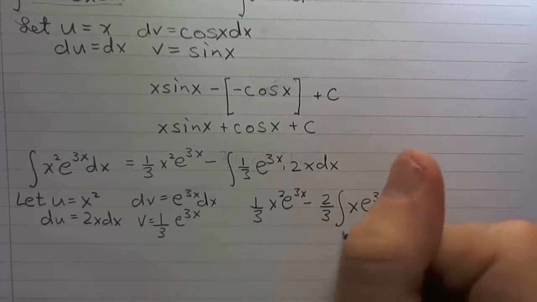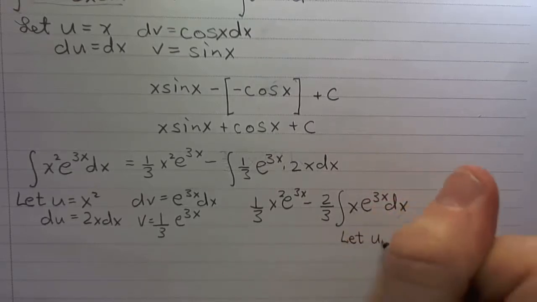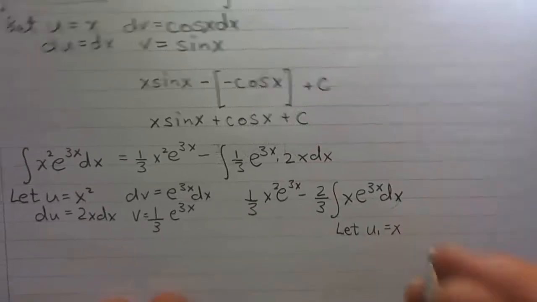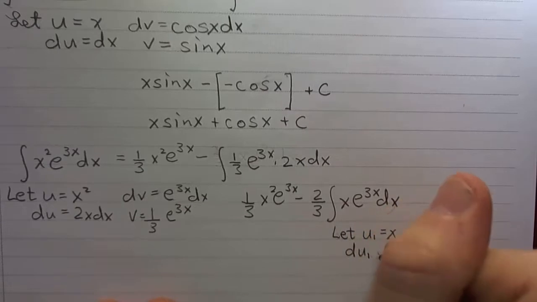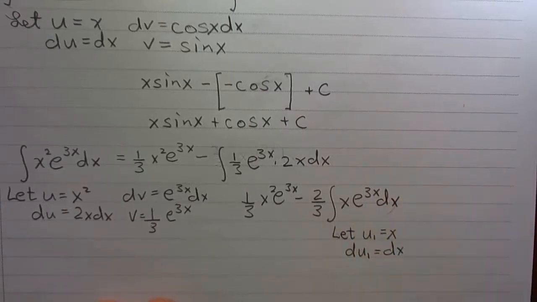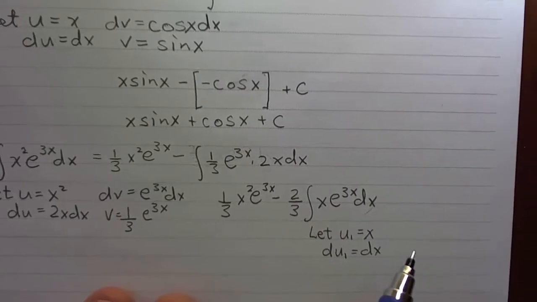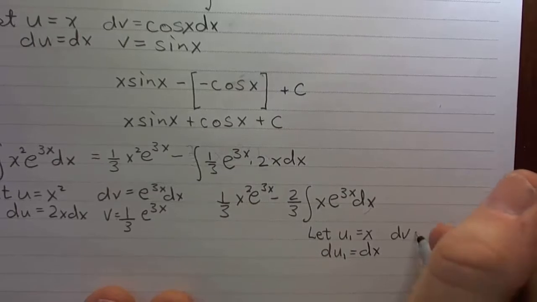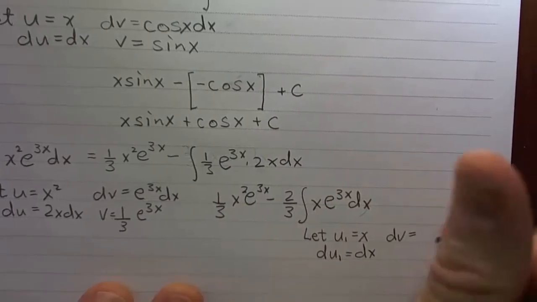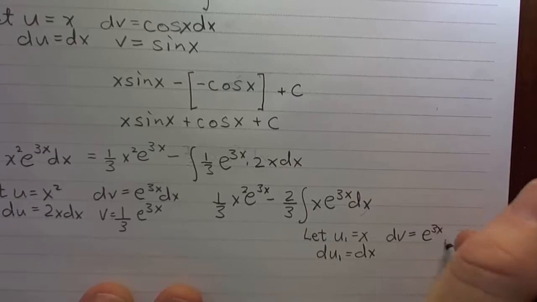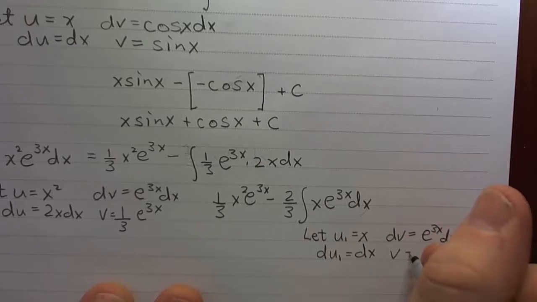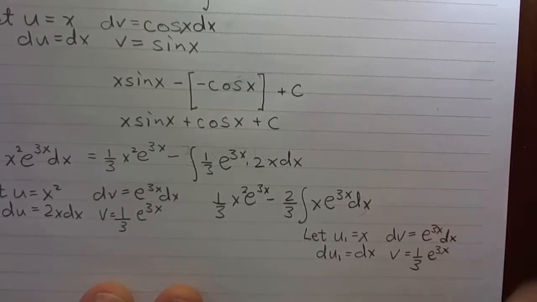So I'm going to do this. For this one, I'm going to let u1 equal x. Then du1 equals dx. And dv is going to be just like before, e to the 3x dx. So that means that v is equal to 1/3 e to the 3x.